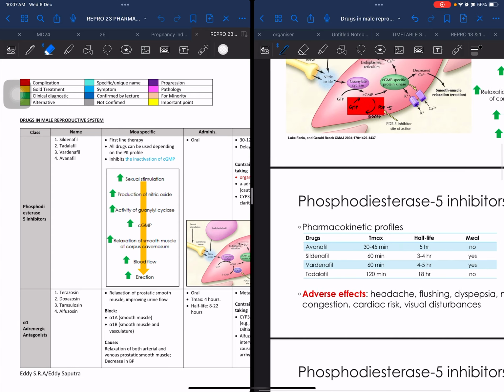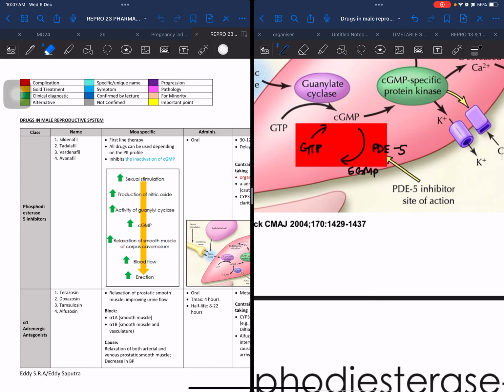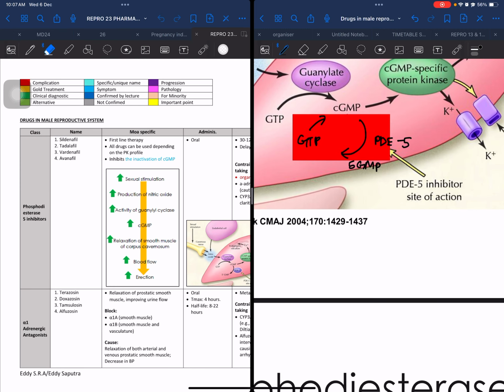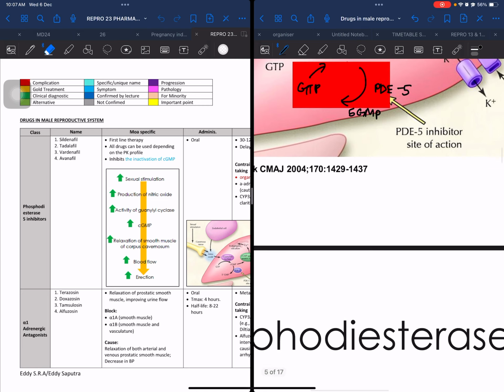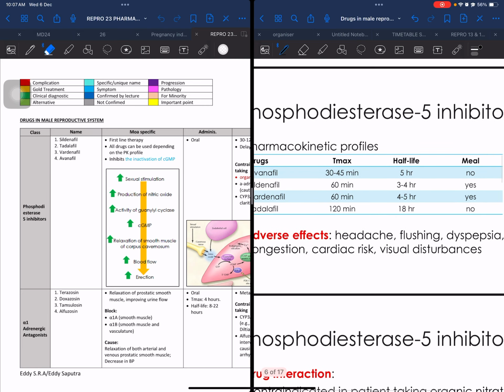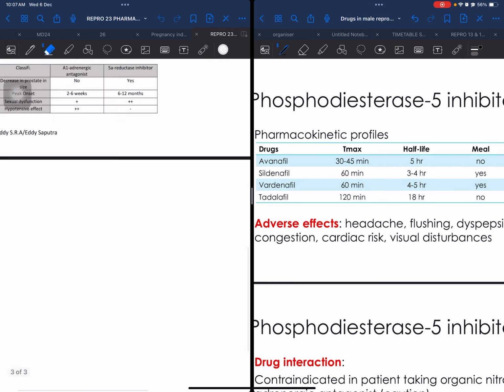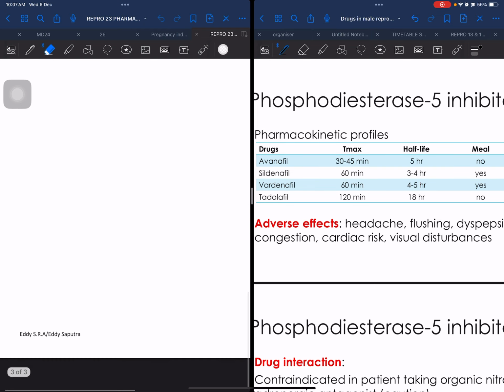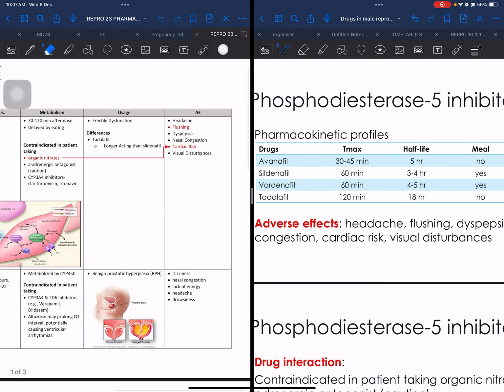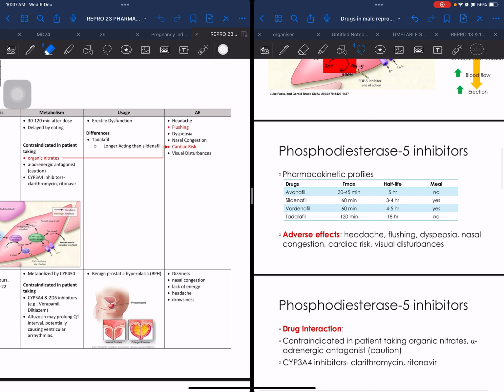Alright, so here, as I mentioned, all the drugs are similar. The difference is the pharmacokinetic profile. For example, sildenafil and vardenafil have a Tmax of 60 minutes, but the half-life differs. If you look at tadalafil, the Tmax is 2 hours, but the half-life is 18 hours. Okay? So the difference is when do you use it? Do you use it for long term or as necessary?